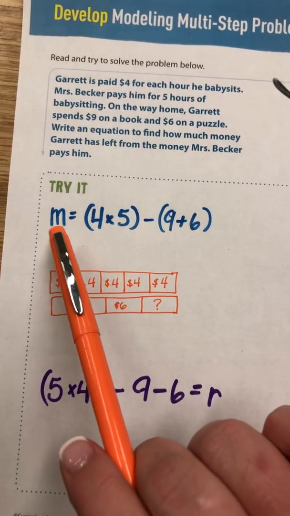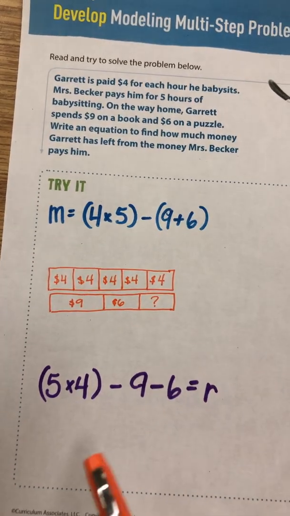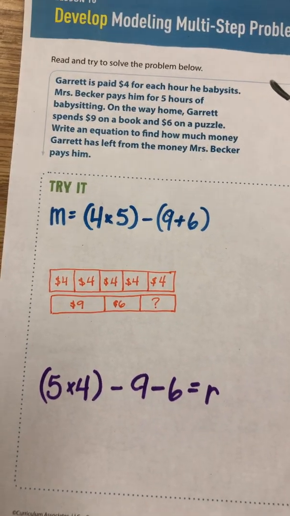We can have that missing amount in the beginning of the equation or at the end. We're still going to be doing the same thing.